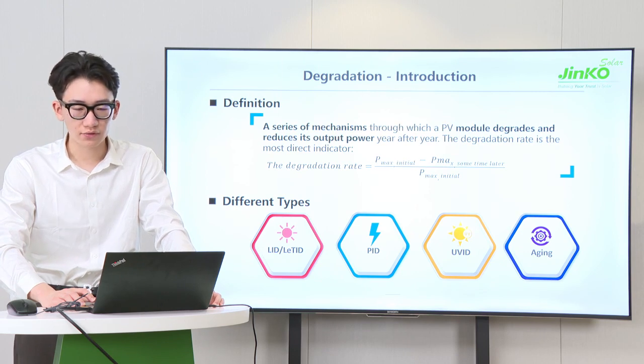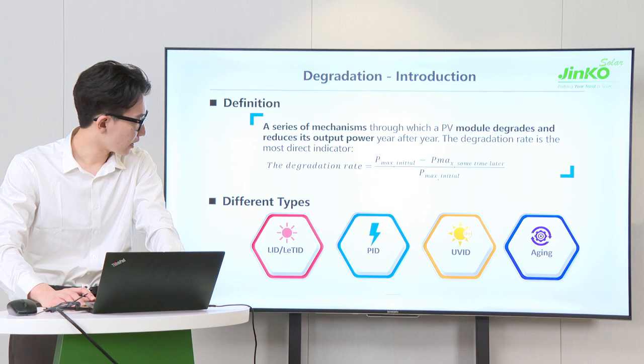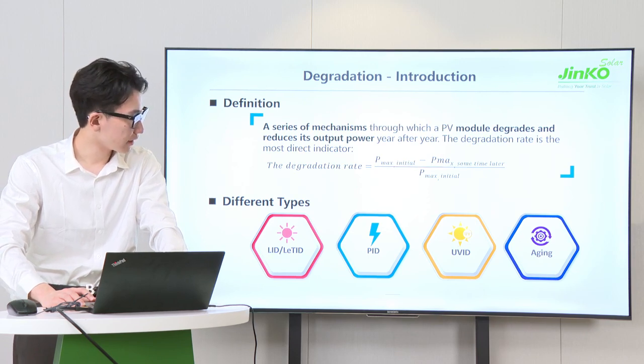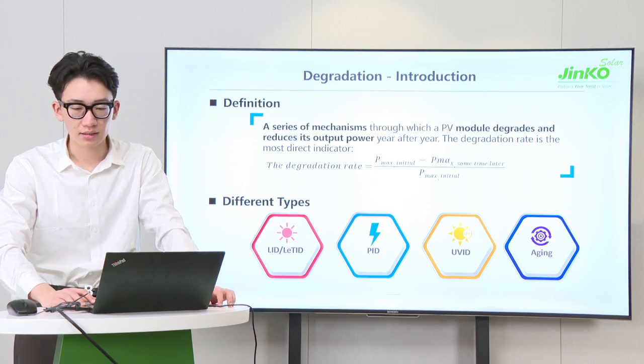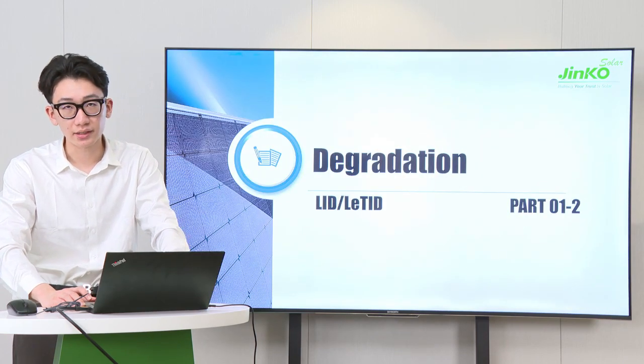These causes of solar panel degradation include LID, LeTID, PID, UVID, and aging. Let us analyze them in more detail. Above all, we will discuss LID and LeTID.